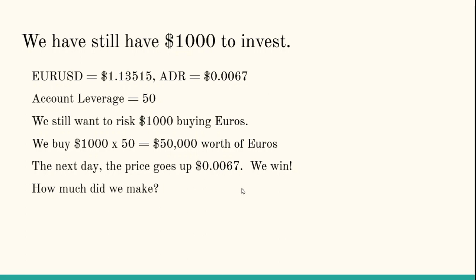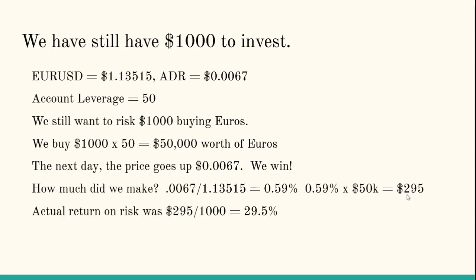So how much do we make? It's still 0.59% increase in the price, only that 0.59% is multiplied by $50,000 instead of $1,000. So we made $295 with an actual return then of 29.5%. That's a much better return, but it's not smart. Why is that?